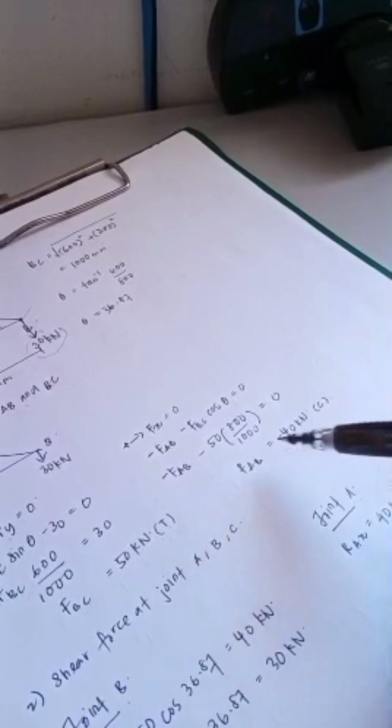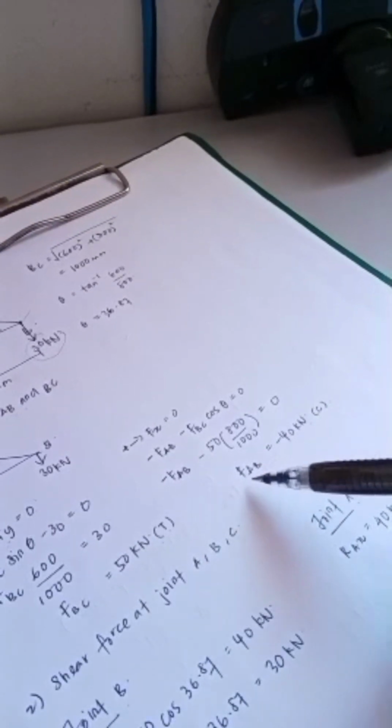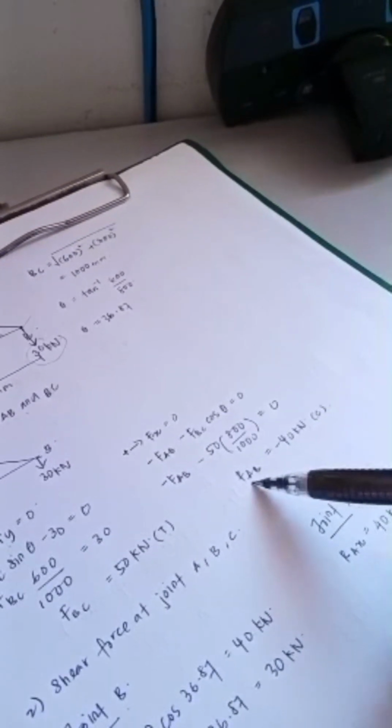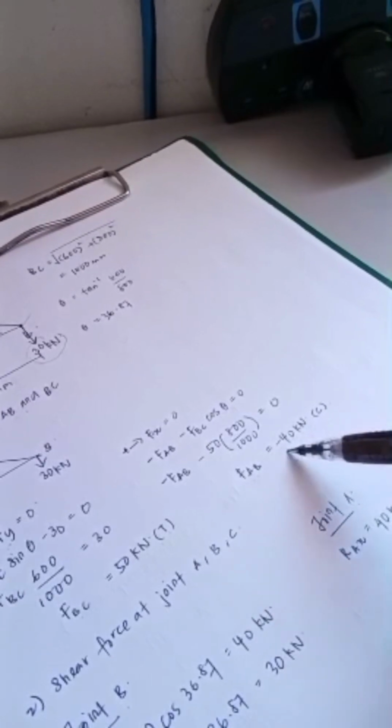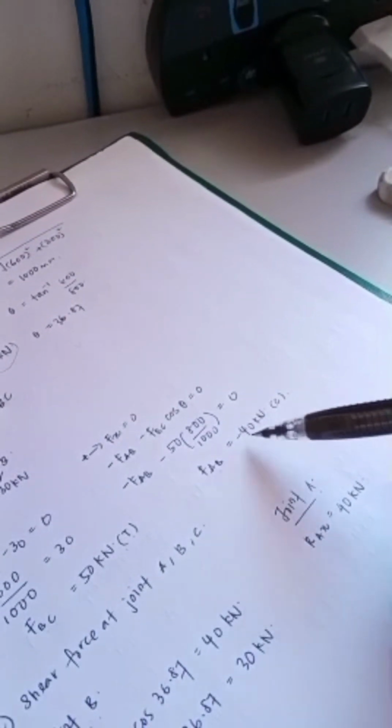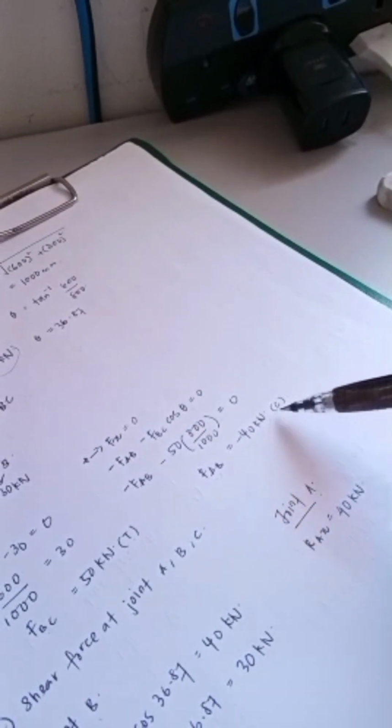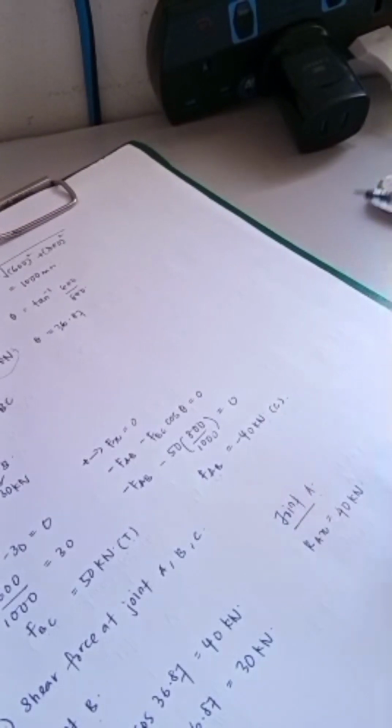And then for the second step, I calculate the internal force at AB and I got a negative result, which is negative 40 kilonewton, which is in compression.